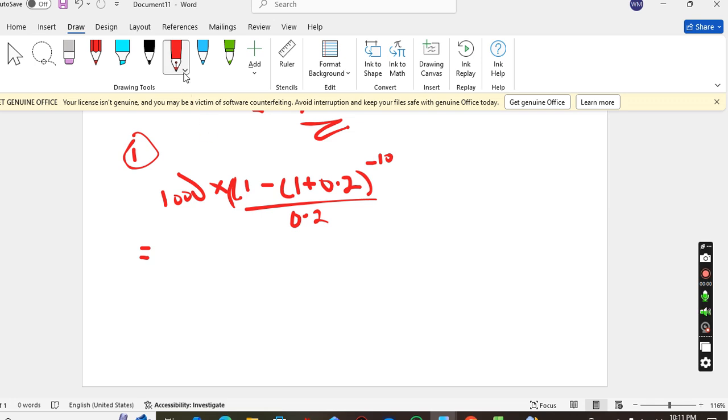We are finding 4,192.47. 4,192.47. Are we all getting this?